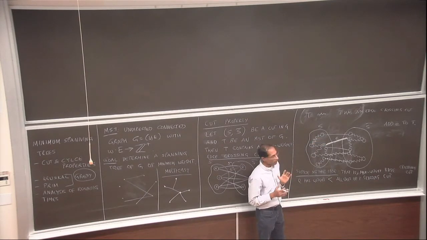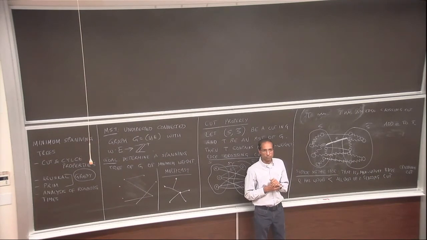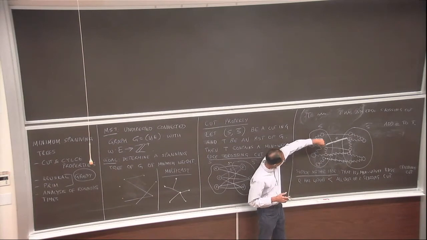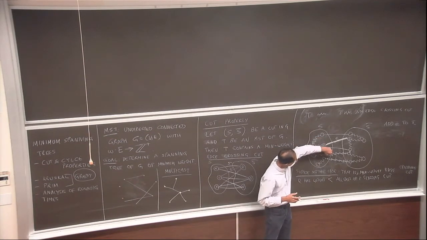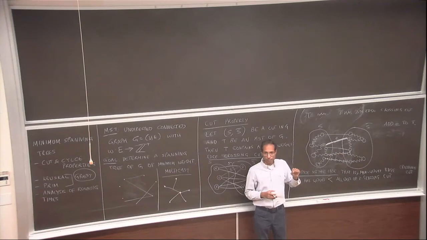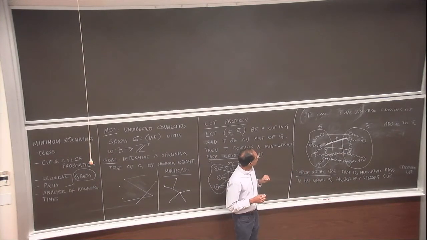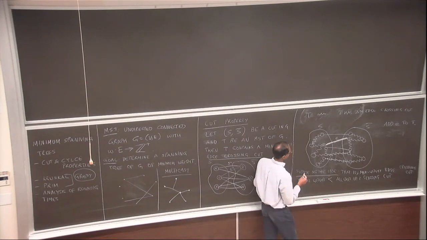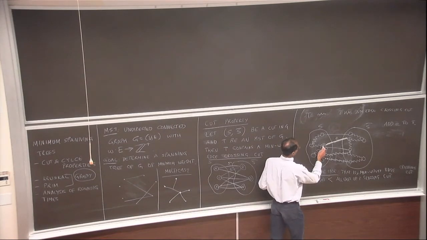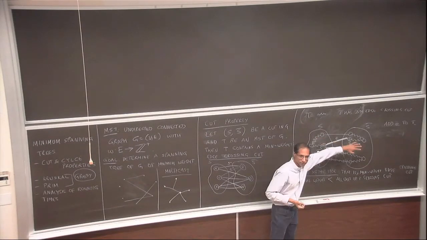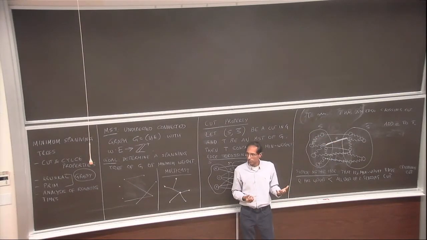What do you observe about this path with respect to the cut? This particular path. It has an edge crossing the cut. And it has to have an edge crossing the cut, again for the same reason: this is the path going from this side to that side. It has to have an edge crossing the cut.